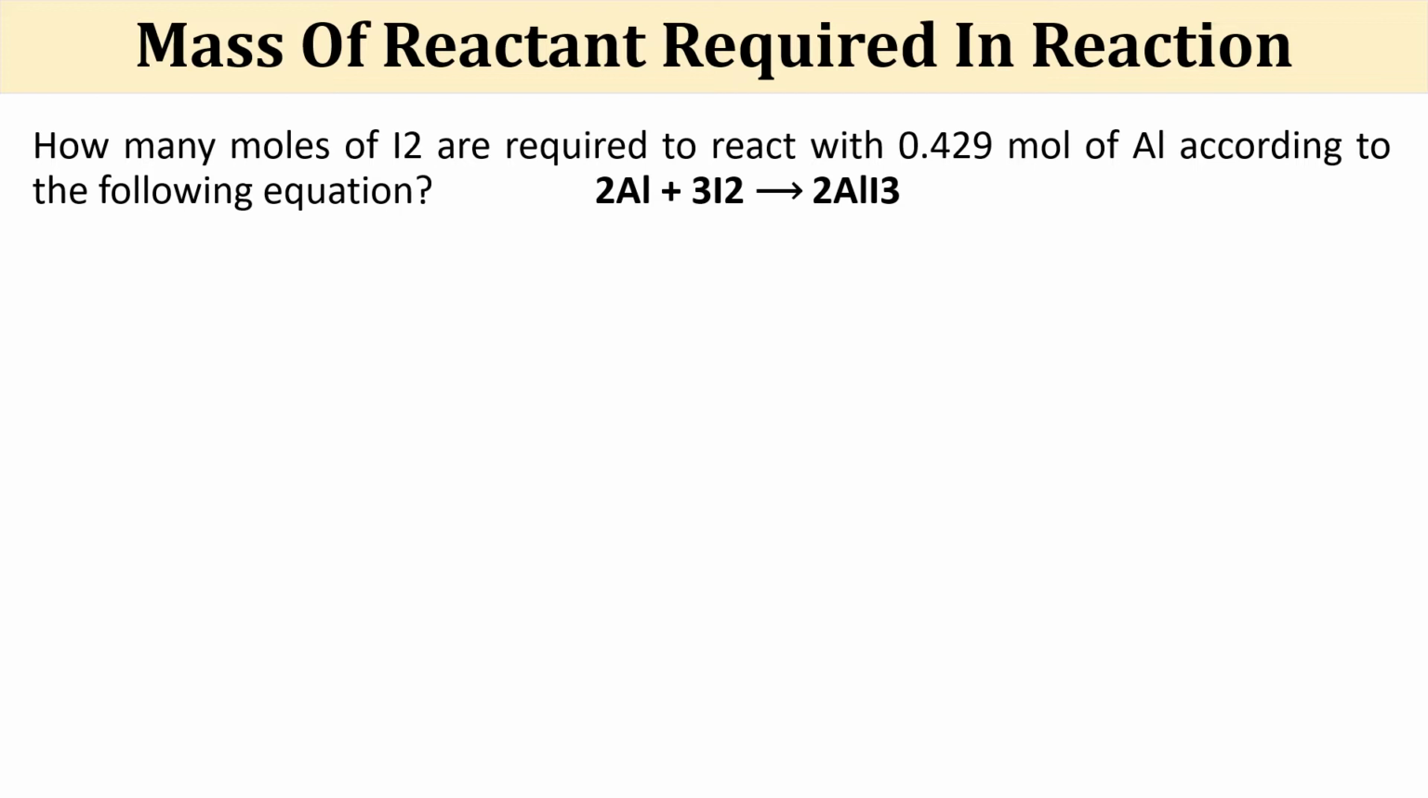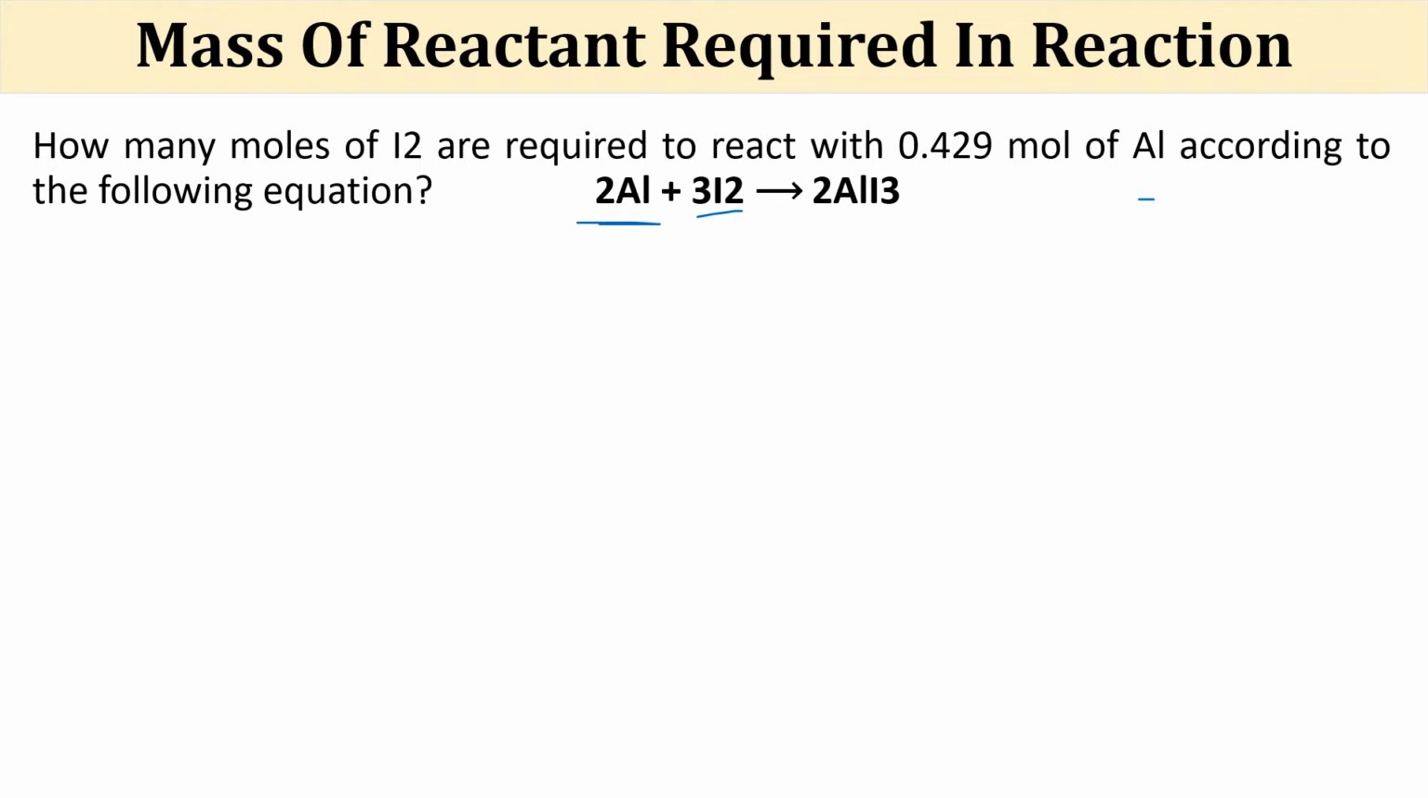Calculating the amount of reactant required in the reaction. The question states: how many moles of iodine are required to react with 0.429 moles of aluminum according to the following equation? The equation states that 2 aluminum reacts with 3 iodine molecules to produce 2 molecules of aluminum iodide. Referring to the balanced equation, the stoichiometric factor relating the two substances of interest is 3:2 moles. So 3 iodine moles react with 2 aluminum moles.